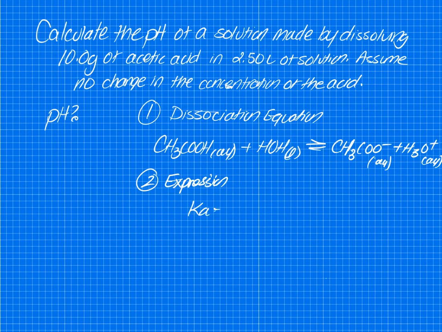So the Ka is equal to the CH3COO negative, H3O over CH3COOH.